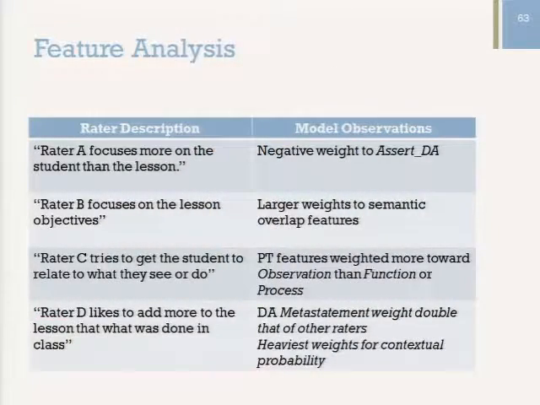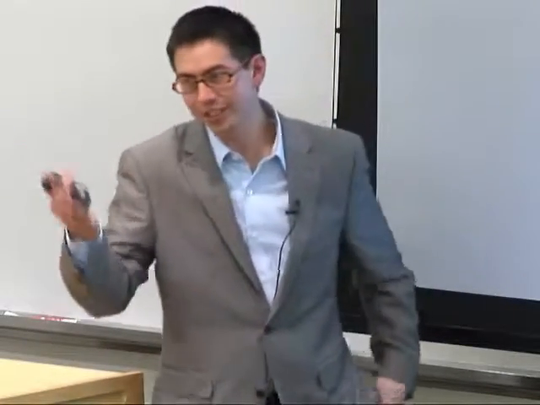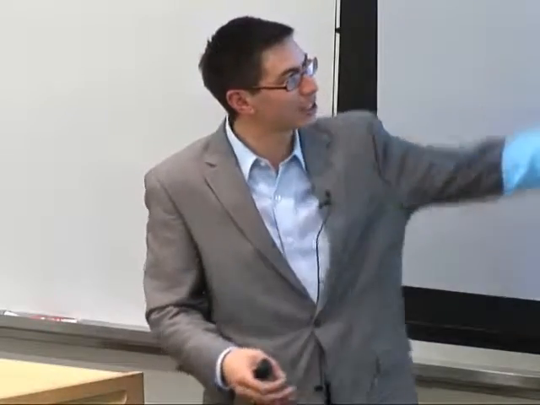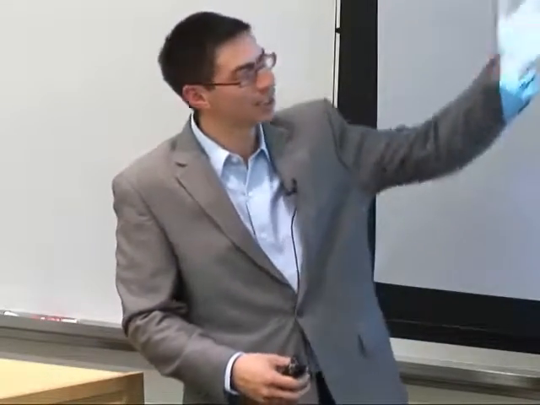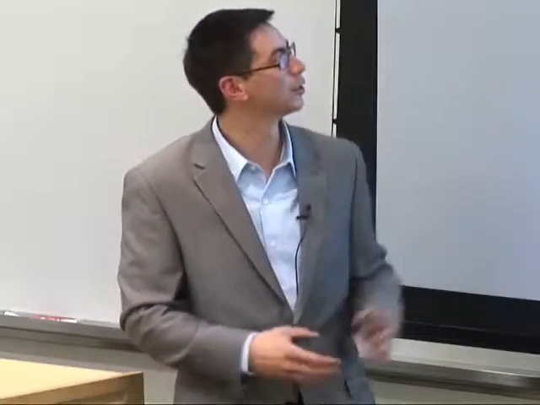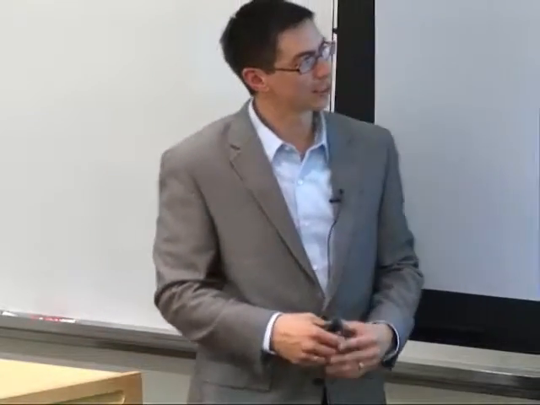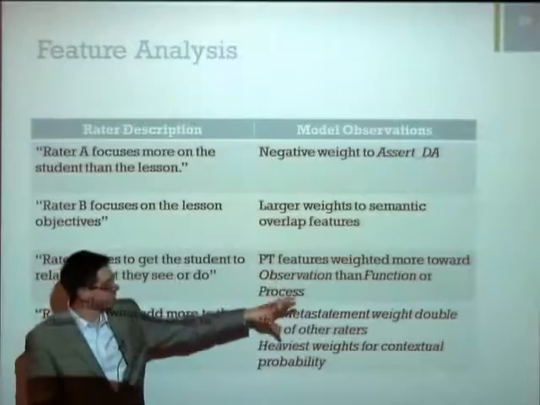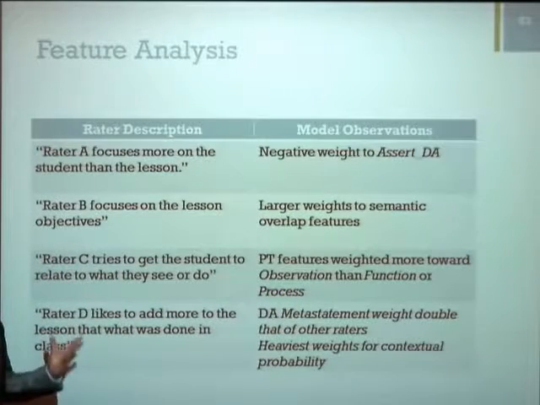I think what's more interesting is if we start to look at the weights individually and the story they tell. Rater A focuses more on the student than the lesson. What you said about the actual weights is still valid, but you see that she gets a negative weight on the assertion dialogue act. So if she's focused more on the student and a question is giving too much information, she tends to have this negative reaction: don't give it away, let the student do it. Rater B focuses on the lesson objective, so larger weight to semantic overlap features, like I said. Rater C tries to get the student to relate what they do, and so we saw this predicate type. We saw more weight towards observation and function or process versus different dialogue acts.